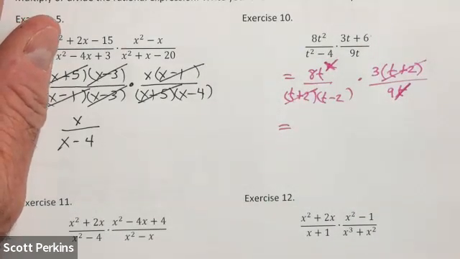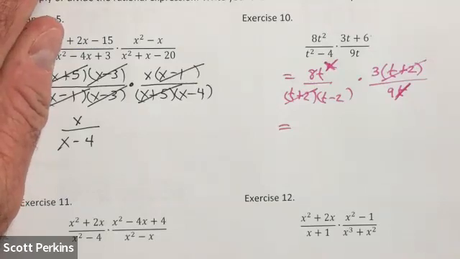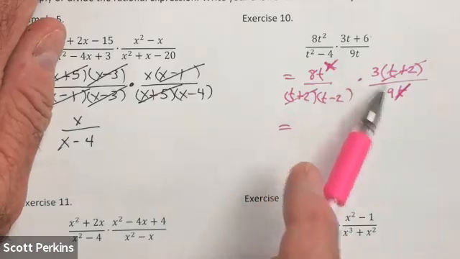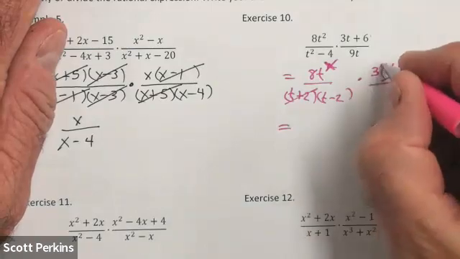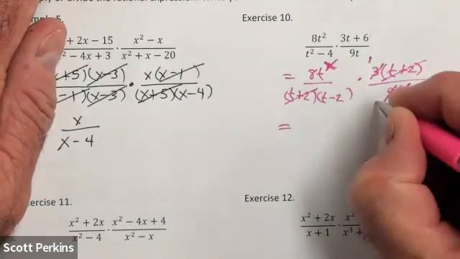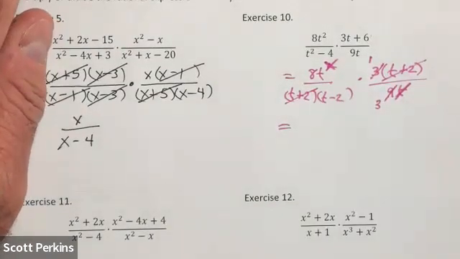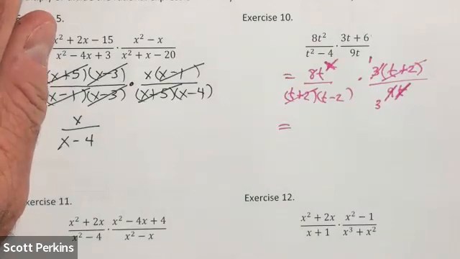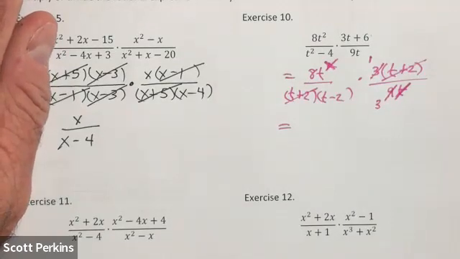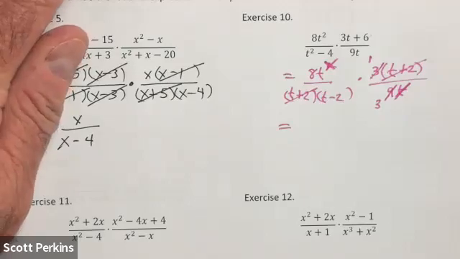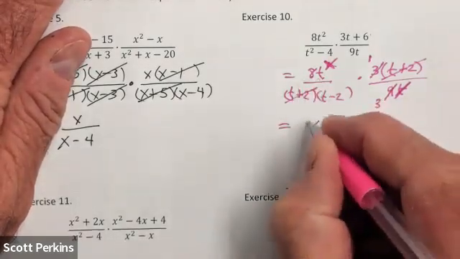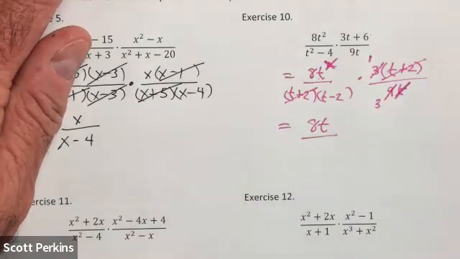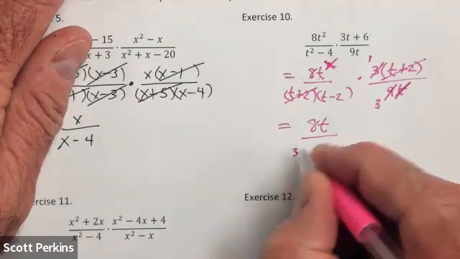There's one other thing in common. The 3 and the 9. They both share a 3. 3 goes into 3 once. 3 goes into 9 3 times. I know those multiples are a little less obvious. And so now what's left in the top is just the 8 and the t that was left over from canceling. So the 8 and the t. And then in the denominator, I have a 3 and a t minus 2.